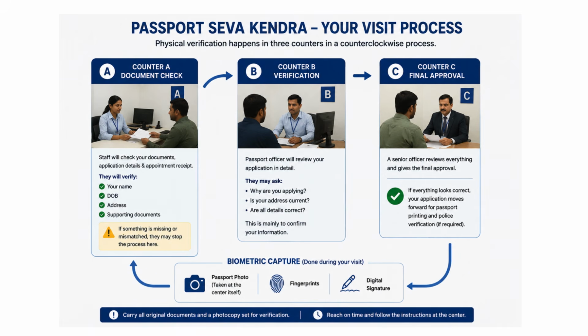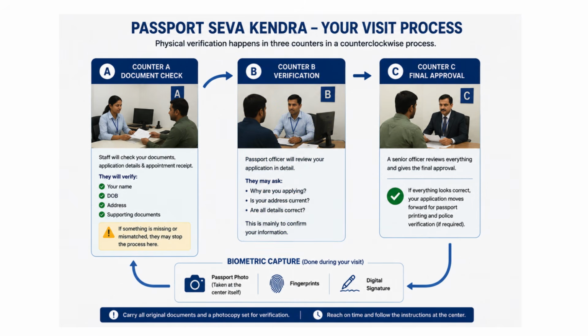Once you reach the Passport Seva Kendra, your process usually happens in 3 main counters. Counter A, document check. This is the first checkpoint. Here the staff will check all your documents, application details and appointment receipt. They will verify your name, date of birth, address, supporting documents. If something is missing or mismatched, they may stop the process here.